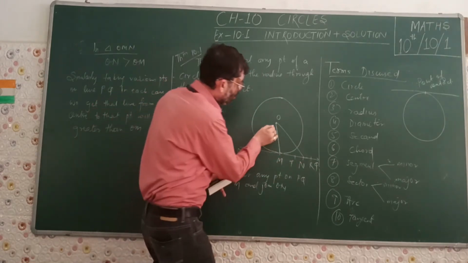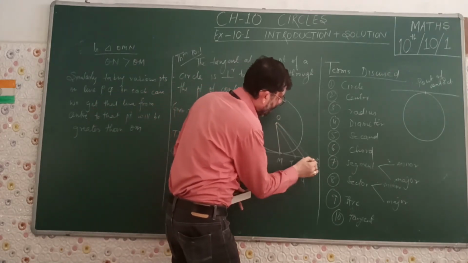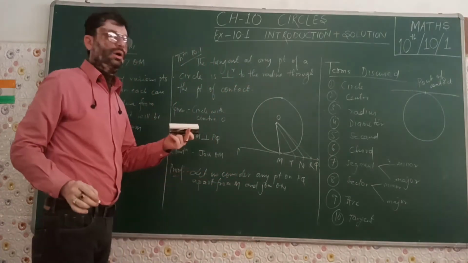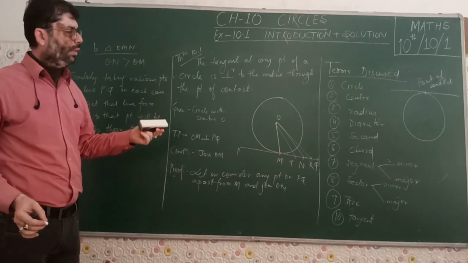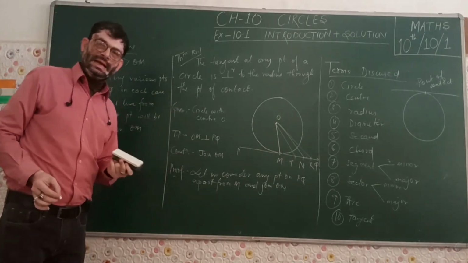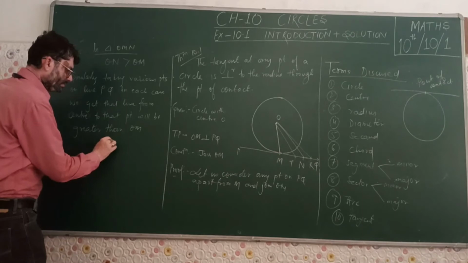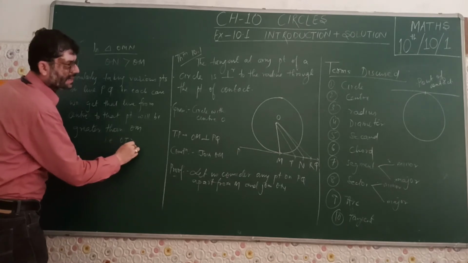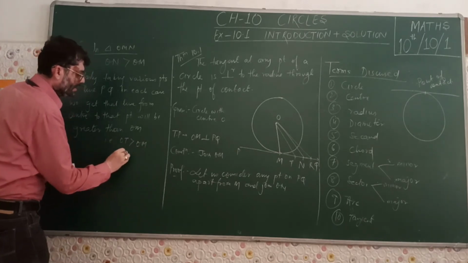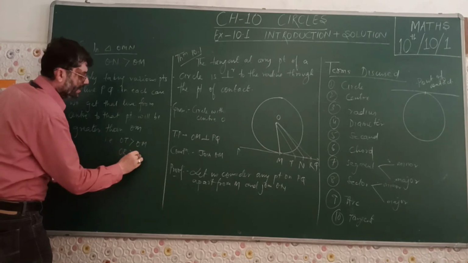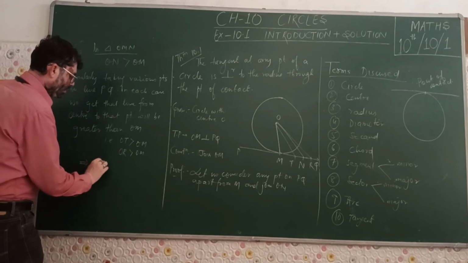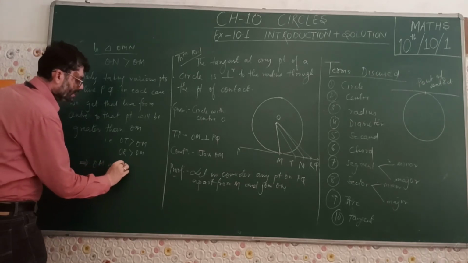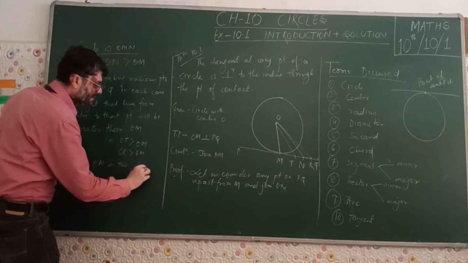So if you join OT, OR, all will be lying outside the circle. That means OT, OR are all greater than OM. That is, OT is greater than OM. You can say OR is greater than OM. So, in general, we can say OM is the shortest distance.